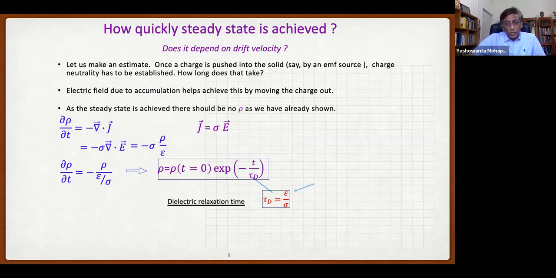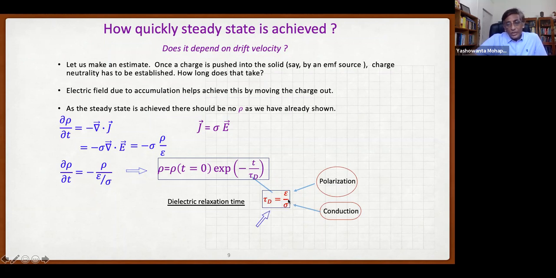Now, what is this coming from? Once I apply rho, there will be a field, and there are two things the field can do: polarize the material, or conduct the charges if there are mobile charges. So this quantity tau d seems to be a competition ratio between the polarization and conduction. If conduction is pretty high, then this time constant will be controlled by sigma. If sigma is low, then epsilon will control the time constant.